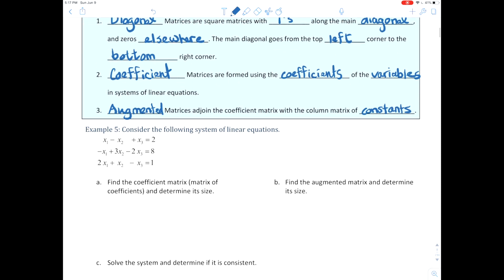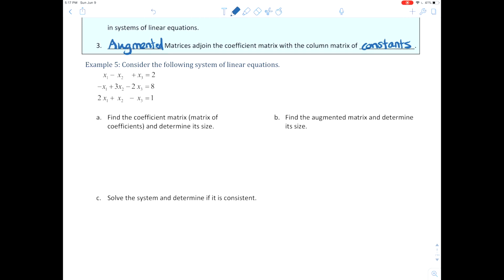All right, so here we go. Example 5. Consider this system of linear equations, all right? I won't read it out to you, but I guess I can. x1 minus x2 plus x3 is 2. Negative x1 plus 3x2 minus 2x3 is 8. 2x1 plus x2 minus x3 is 1. So first off, let's check some things out. What's the coefficient matrix? And what size is it? So what do you think?